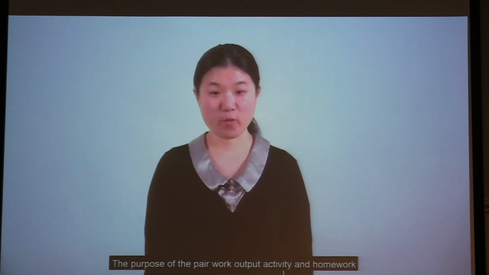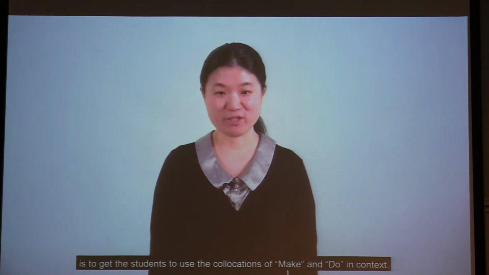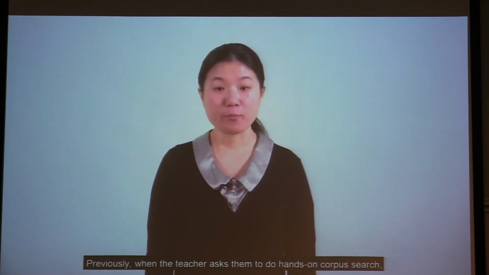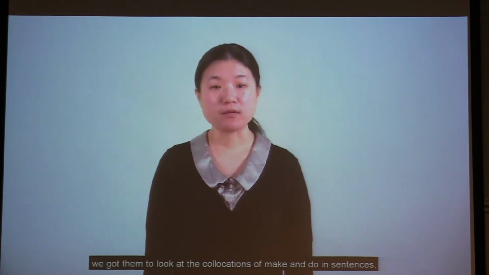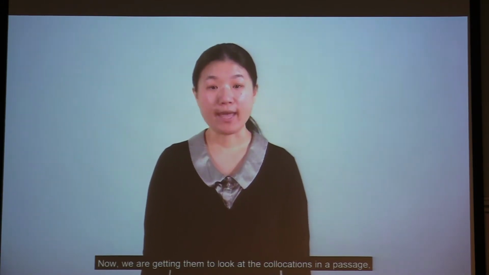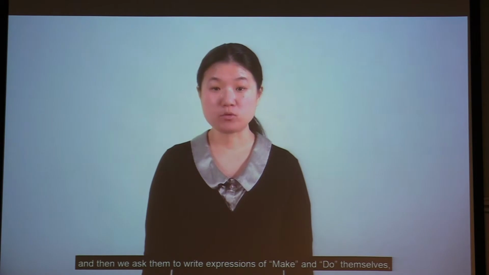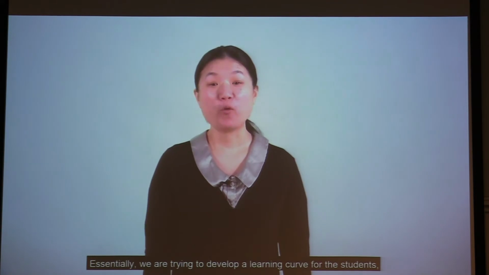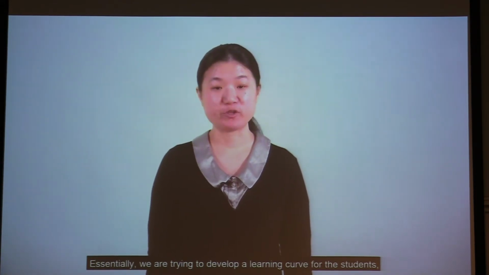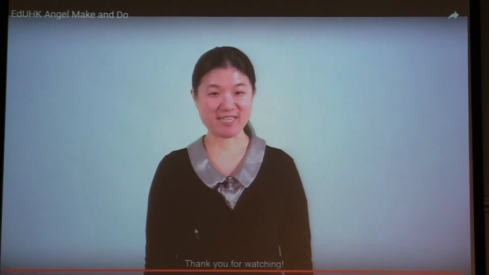The purpose of the pair work output activity and homework is to get the students to use the collocations of make and do in context. Previously, when the teacher asks them to do hands-on corpus search, we got them to look at the collocations of make and do in sentences. Now, we're getting them to look at the collocations in a passage. And then, we ask them to write expressions of make and do themselves using a funny story. Essentially, we're trying to develop a learning curve for the students so that they can build up their skills bit by bit.